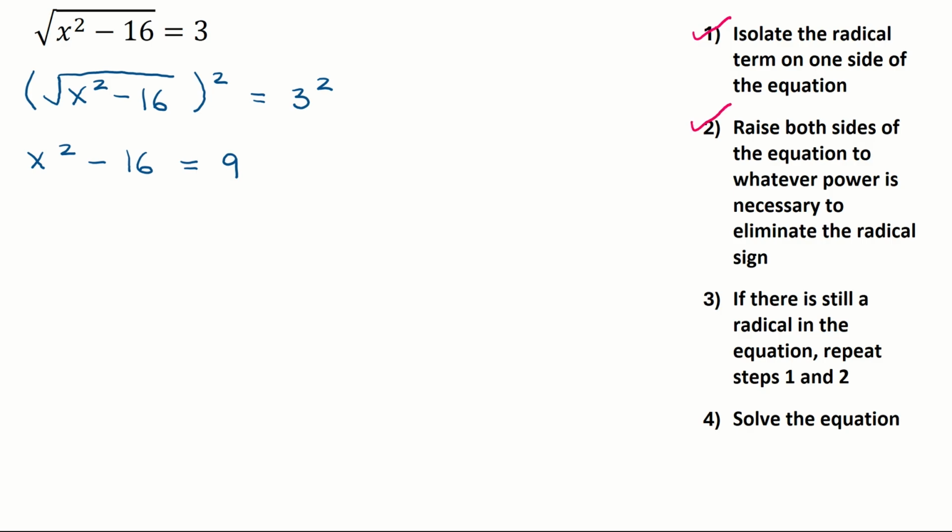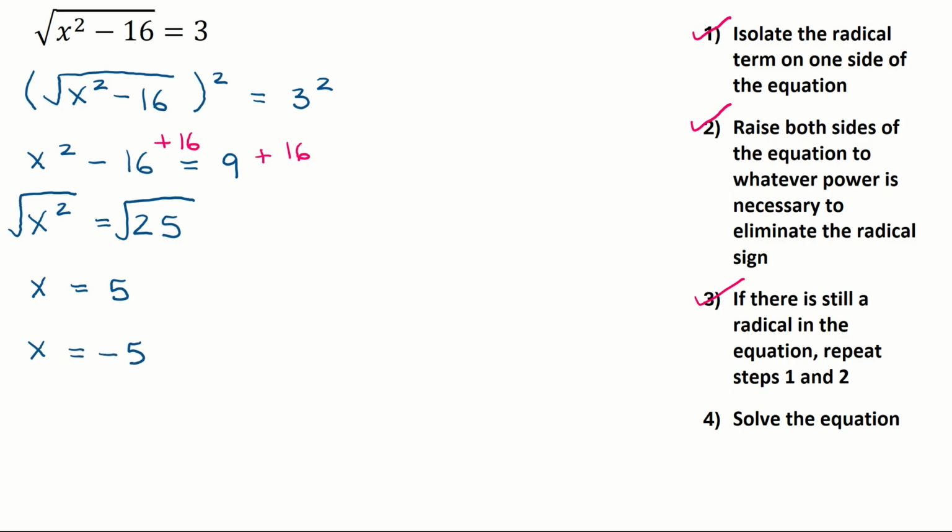So step 2 is done here. We don't have to do step 3, so we just have to solve this equation. We're going to bring the 16 over to the other side by adding 16 to both sides. That is going to give us x squared is equal to 25. And then to solve this, we can actually square root both sides. But just remember that the square root of 25 is going to give you two values for x. You can get x is equal to positive 5, but you can also get x is equal to negative 5 and work as well.